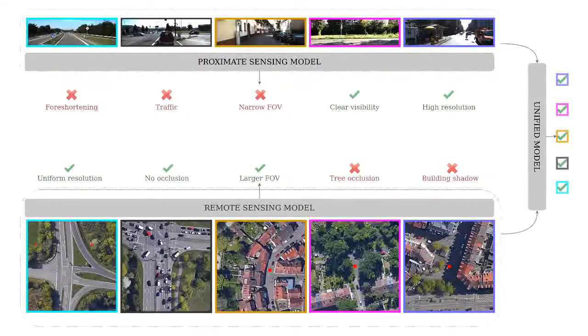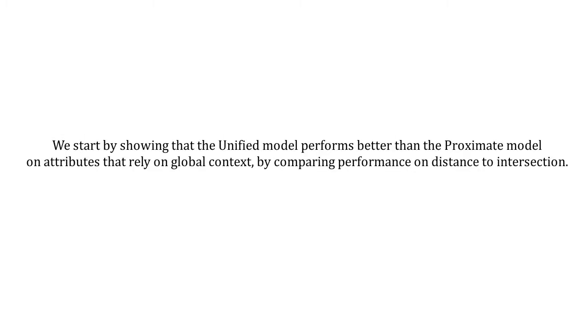We leverage the complementary properties of ground and aerial modalities to provide an accurate representation of scene geometry and semantics in unconstrained traffic scenes. In the remaining part of the video, we demonstrate the complementary properties with illustrations. We start by showing that the unified model performs better than the proximate model on attributes that rely on global context by comparing performance on distance to intersection.